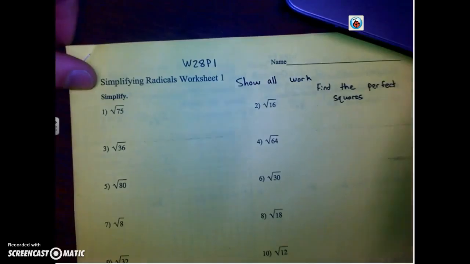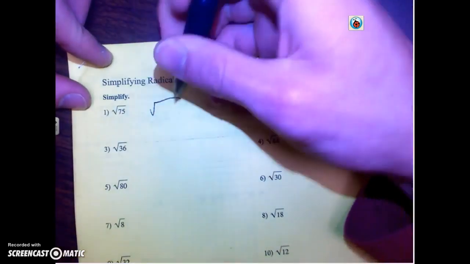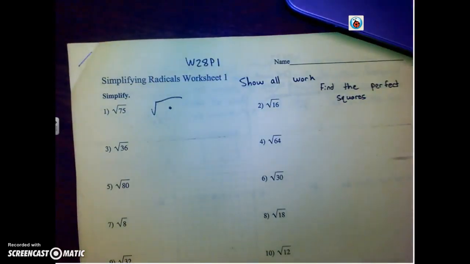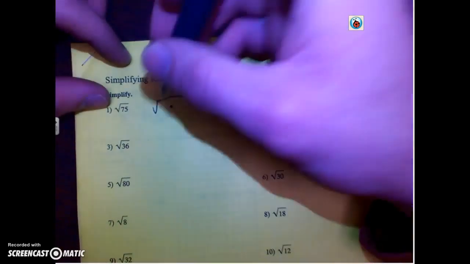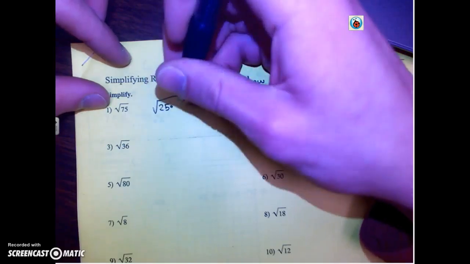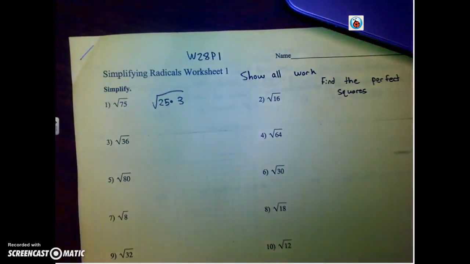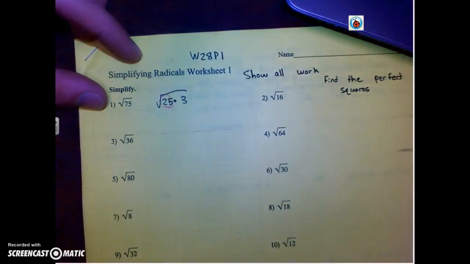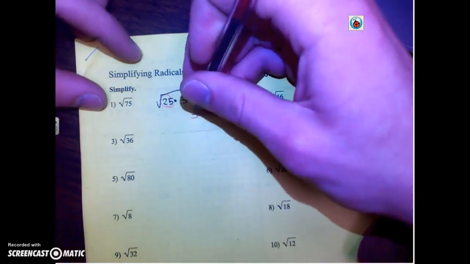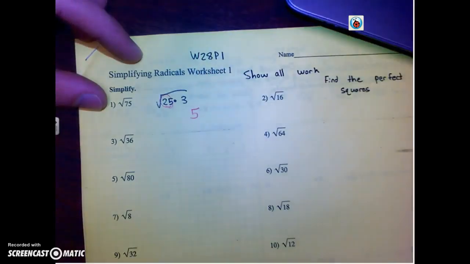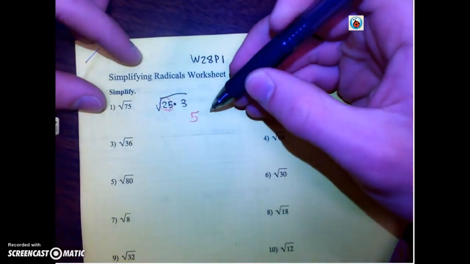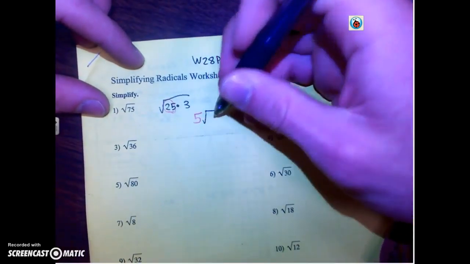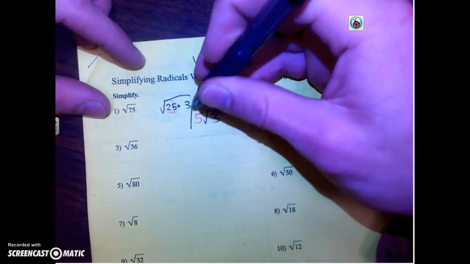So what that means is we want to re-express this 75 as two numbers being multiplied together, and we need one of them to be a perfect square. Now in this one, I see a 25 times 3. Now what that allows me to do, rewriting it like this, is we know the square root of 25 is a 5. So what that allows us to do is put this 5 on the outside. And we've got a square root of 3.